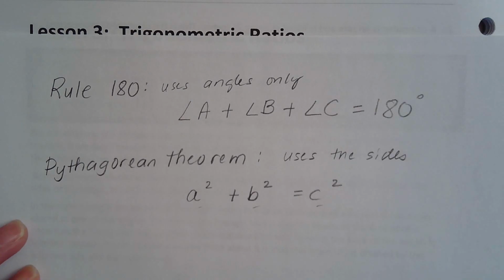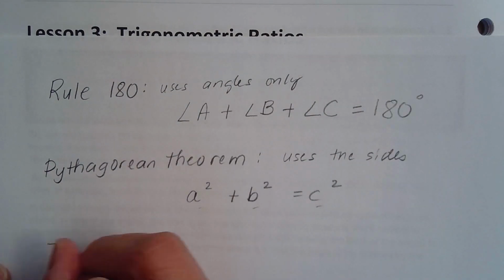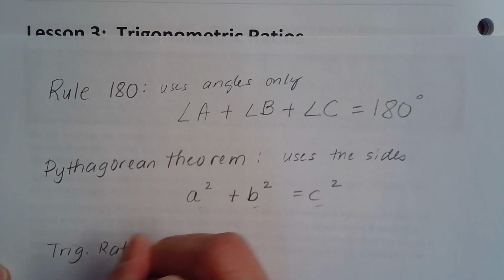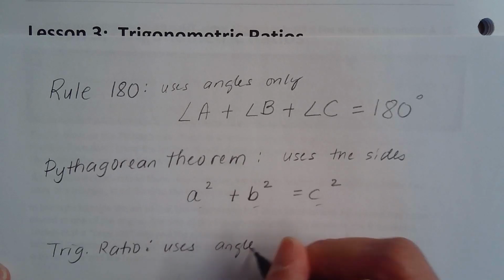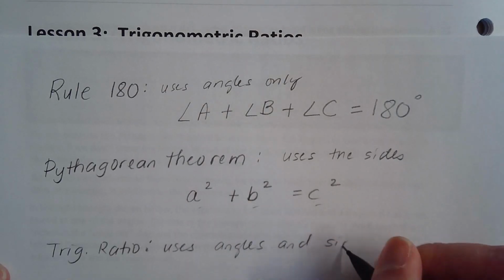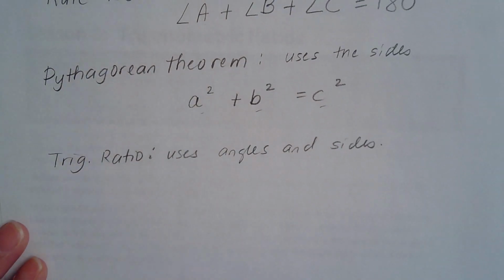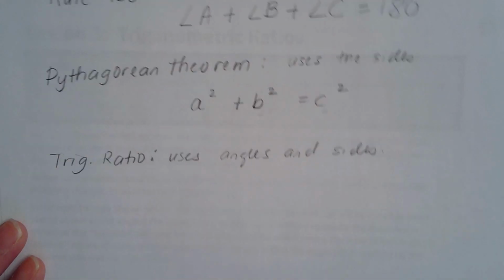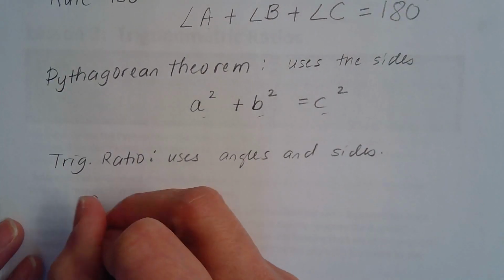Now, the trig ratio is going to be using the combination of angles and sides to figure out angles and sides. Okay? So trig ratio uses angles and sides in our formula. Okay? So these are the formulas. I'll write them down in here, but it's also on our booklet.